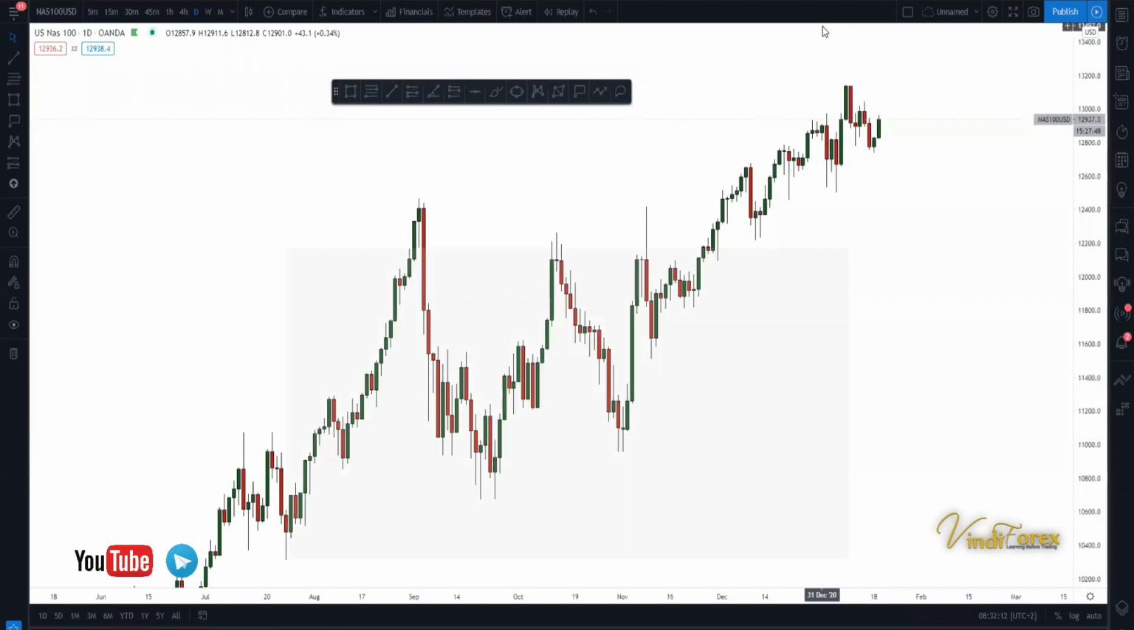Vindi. Let's quickly look at how you can find trades using the zigzag indicator.